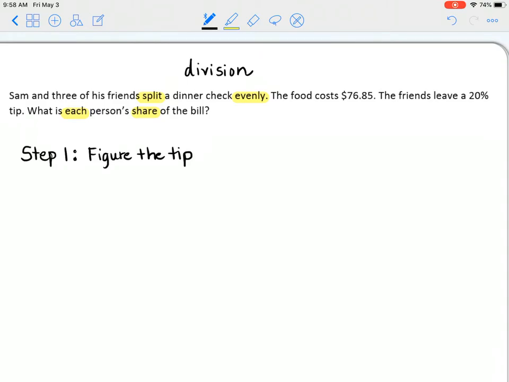And the tip is a percent, so we're going to set up a proportion, or however you're doing your percents. 100 is constant, and 20% is the amount that we want to leave. So I know that the tip is a part. This would not be all I owe. I need to know the whole bill. How much food did the friends eat? Well, they ate $76.85 worth of food.